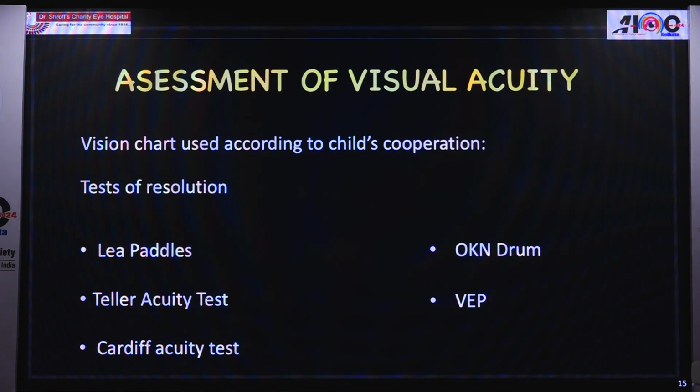Assessment of visual acuity can be done using charts like Lea paddle, Teller acuity, Cardiff, which are preferential looking based, or OKN drum in very poorly responsive children can just elicit a nystagmus and tell us about the visual prognosis. Sweep VEP is very useful because Sweep VEP performs within a span of 10 seconds, multiple readings are taken, and we know these children have a short attention span.